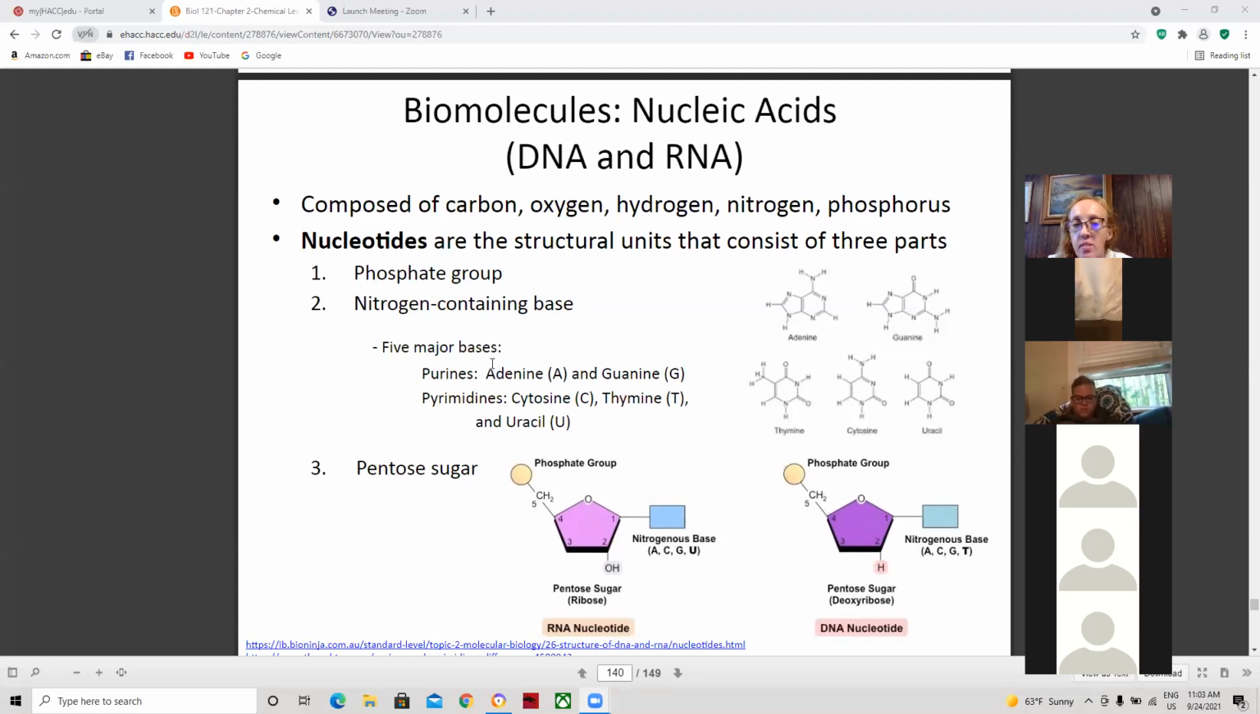We have five major nitrogen containing bases. We have adenine and guanine, which are both purines. They're double ringed structures. We have pyrimidines, which are cytosine, thymine, and uracil. In RNA, uracil substitutes for thymine. So in DNA, we have adenine, thymine, guanine, and cytosine. In RNA, we have adenine to uracil, cytosine to guanine.